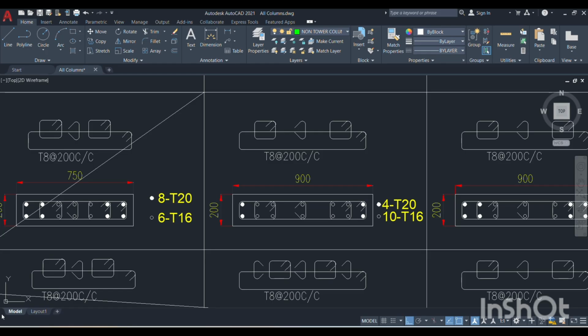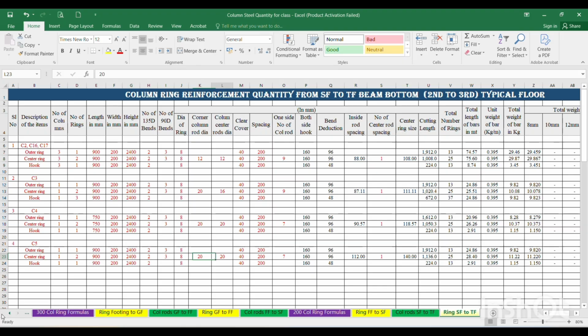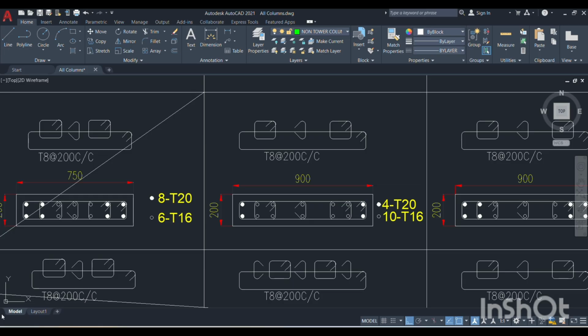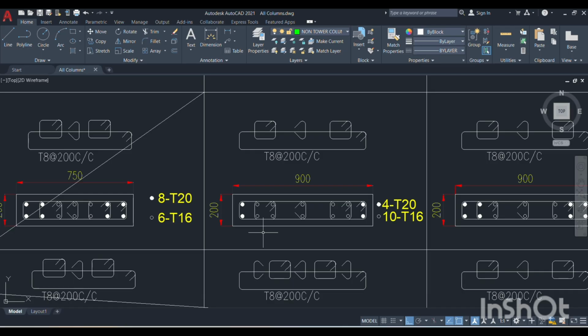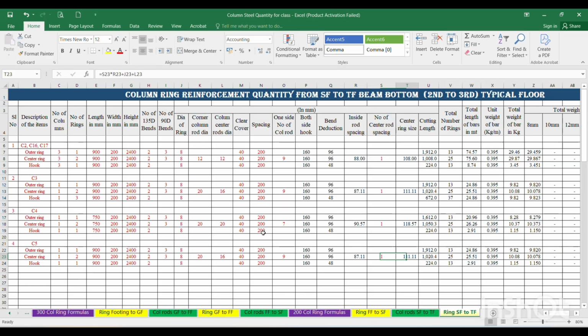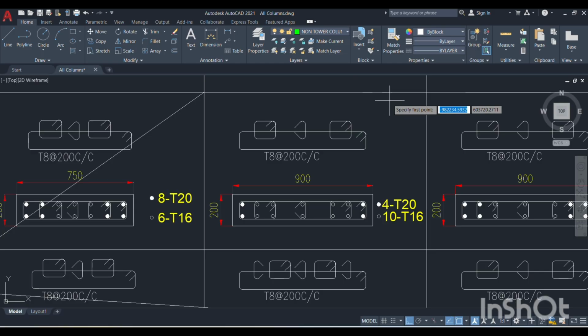And this is the corner column rod dia. What is the corner column rod dia here? 20. And what is the inner column rods here? 16. Cover same, spacing same, and this is the number of rods on a side. Here total 10 plus 4, 14 is there, but here double spacing is there, that's why you have to consider this also. So this is 7 plus 2, 9 number. And this center spacing here also, inside the centering 2 rods are there, then it is 1 spacing. So finished. C5 also finished. Just cross that C5.